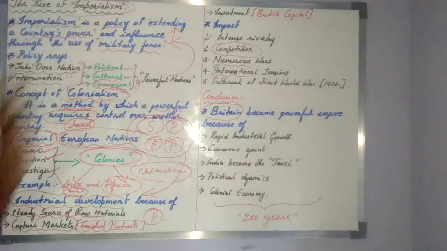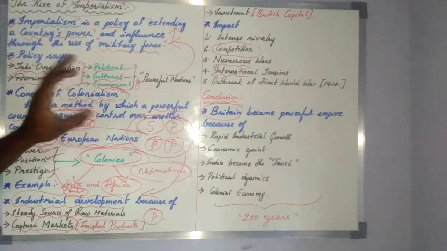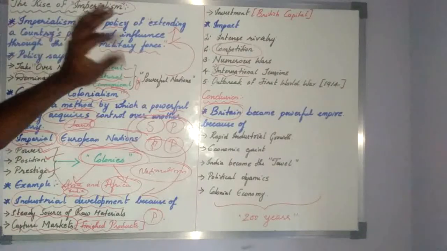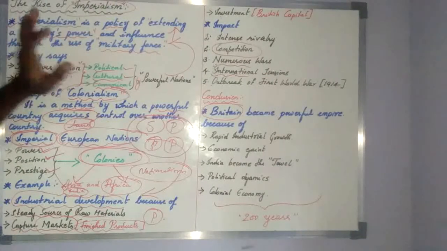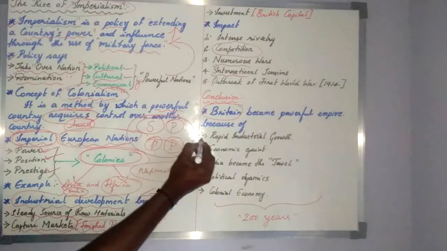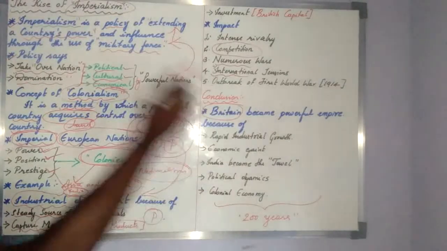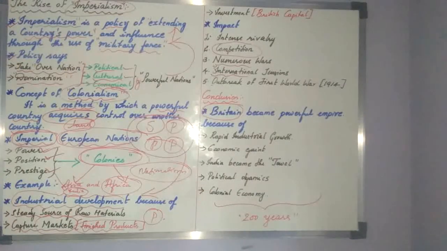And to take up that powerful position in the world, so many nations started trying. That only turned into a world war. So why did Britain become a powerful empire in the 19th and 20th century? If you see, they had rapid industrial growth. Very fast, the industries started and their growth took up to a great height.